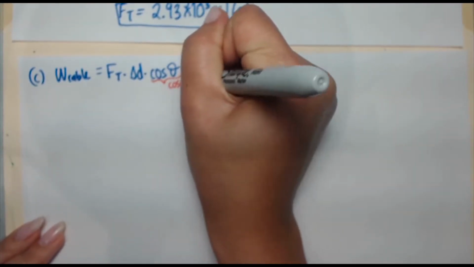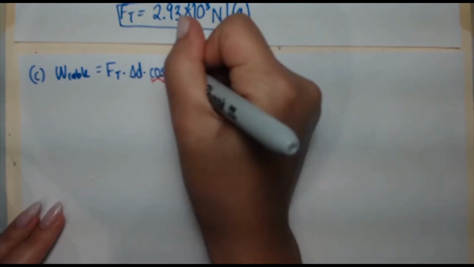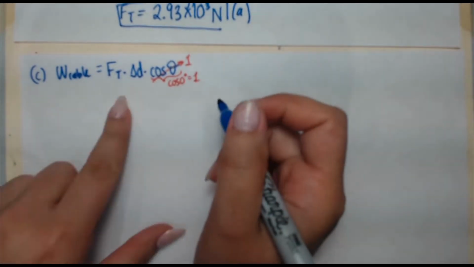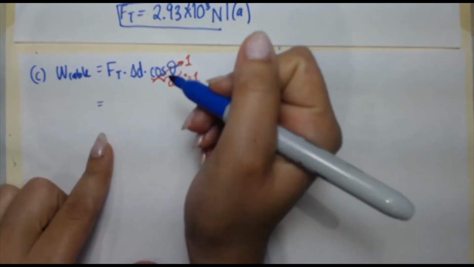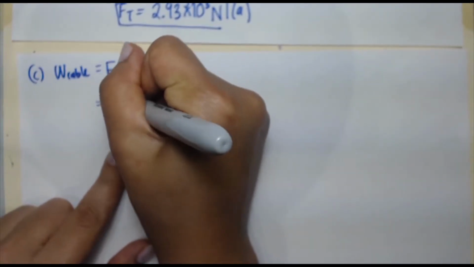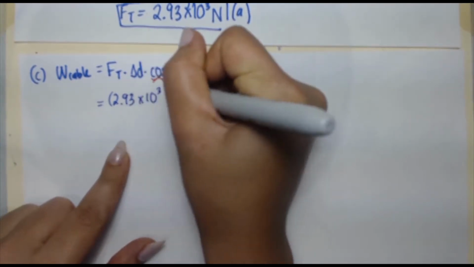Cosine of 0 degrees is equal to 1, so that disappears. You can just not write it. Okay, so now we get force of tension. We just found it in the previous part. It's 2.93 times 10 to the 3 newtons.